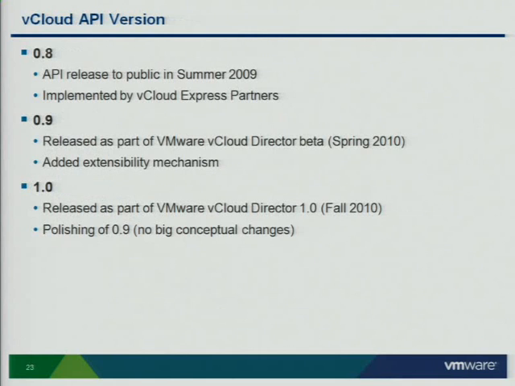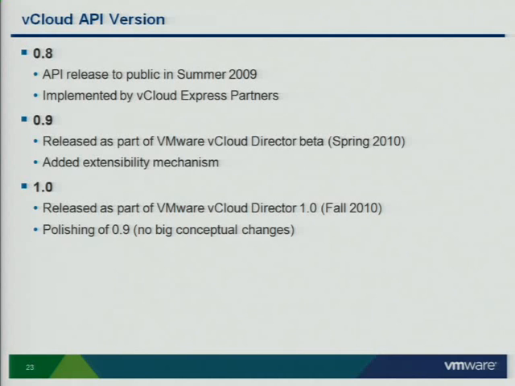Talking about different API versions: 0.8 was released to the public in the summer of 2008 and was implemented by vCloud Express partners. Then after that, we released 0.9, which was released as part of VMware vCloud Director Beta. This was in spring 2010.